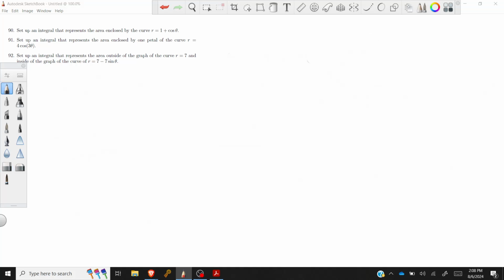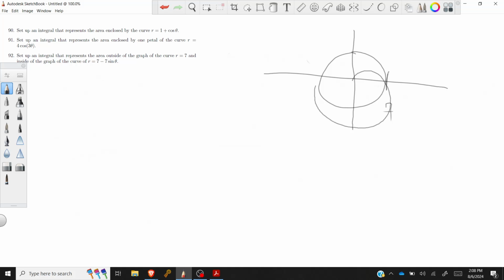Finally, let's look at the third question, which is an integral that represents the area outside of the graph of the curve r equals 7, so this will be 7, and inside of the graph of the curve r equals 7 minus 7 sine. So that is going to be a cardioid that kind of looks like this. And you can see here that these intersect at 7.